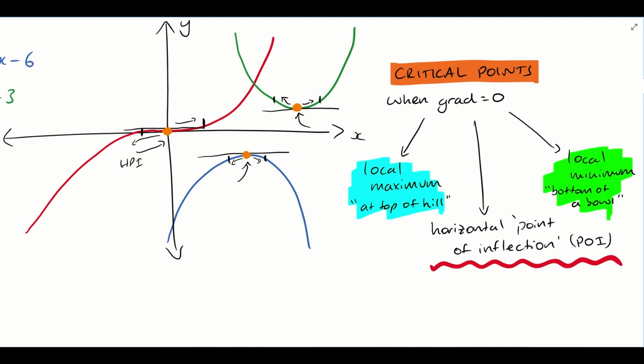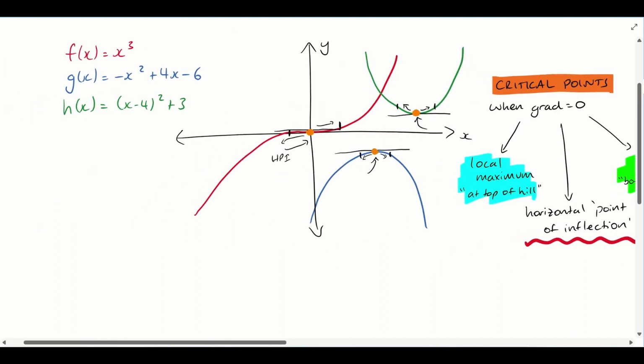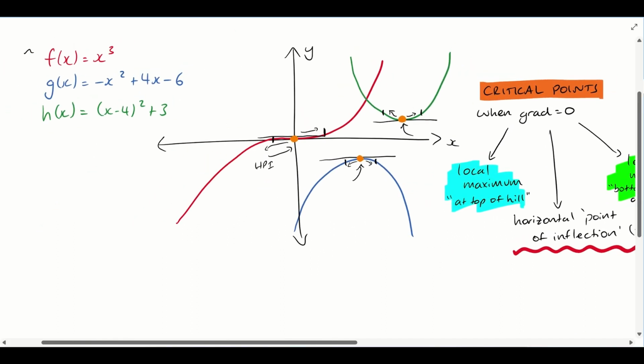Okay, so how can we find these? How can we use this formula here, or these formulas here, these functions, to be able to give the coordinate points for these critical points? Well, we use our differentiation.